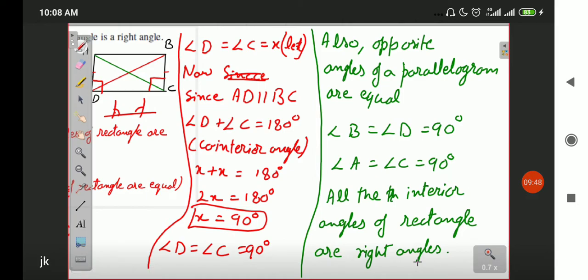In order to prove that, we have used the properties of a parallelogram. What property have we used? Opposite sides are parallel, opposite sides are equal. And we have used one property of a rectangle, that is both of its diagonals are equal. By using these two properties and proving triangles congruent, we have proved that all the interior angles of a rectangle are equal and are equal to 90 degrees.